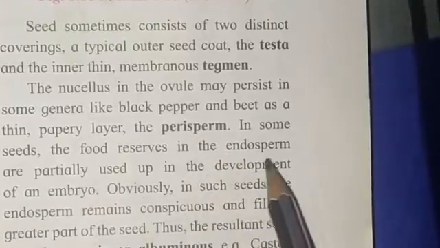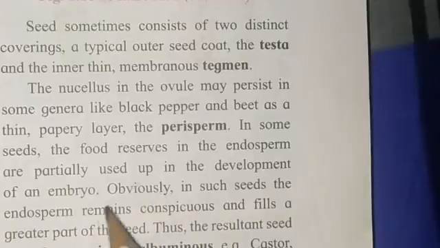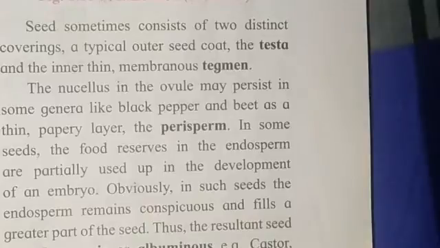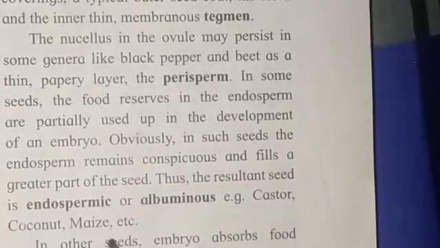Now whatever endosperm is present, sometimes the endosperm is completely used up and sometimes the endosperm is conspicuous. Sometimes the endosperm remains conspicuous and fills up the greater part. So if conspicuous endosperm is present in the greater part, then the seed is called endospermic or albuminous. Examples of albuminous seeds are castor, coconut or maize.